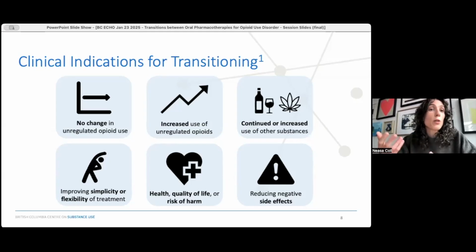For example, take-home doses, which are often more frequent with buprenorphine naloxone, or factors that impact the health, quality of life, or risk or harm to the person. So availability concerns in certain communities of particular OAT, or a person might have a new medical diagnosis that actually makes their current OAT contraindicated or riskier than previously, which would mean a conversation about their current medication and alternatives. And finally, reducing negative side effects from current medications. So we do know that buprenorphine naloxone has fewer side effects than other OAT medications. And if patients are noticing sedation or constipation with a full agonist, there's an avenue as well for discussion of transition.